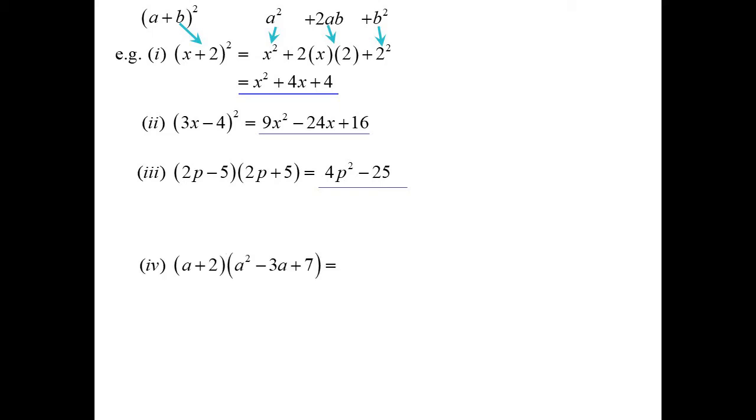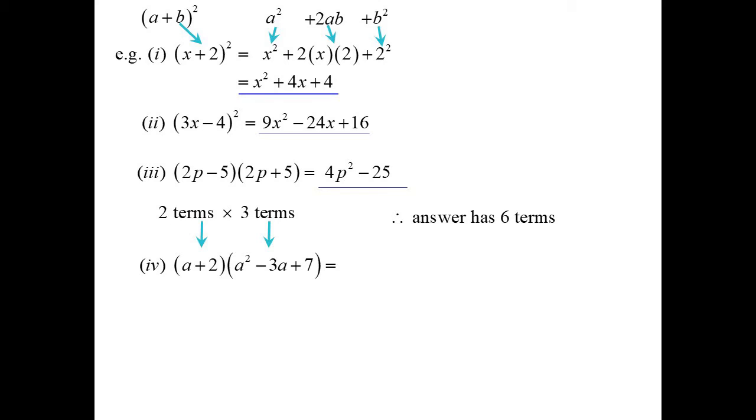This one's a binomial times a trinomial. And this is, I find, where drawing the lines in comes in handy, just to make sure you multiply everything by everything. I've got 2 terms in the first one, 3 terms in the second. I know I should end up, before simplifying, with 6 terms. I'm expecting 6 terms. So if I don't get 6, I know I've forgotten to do one.